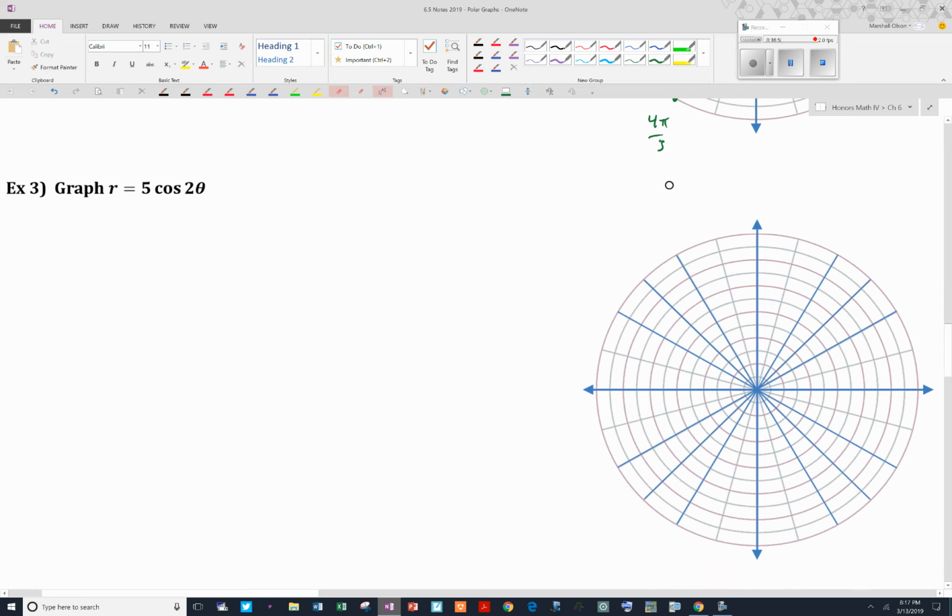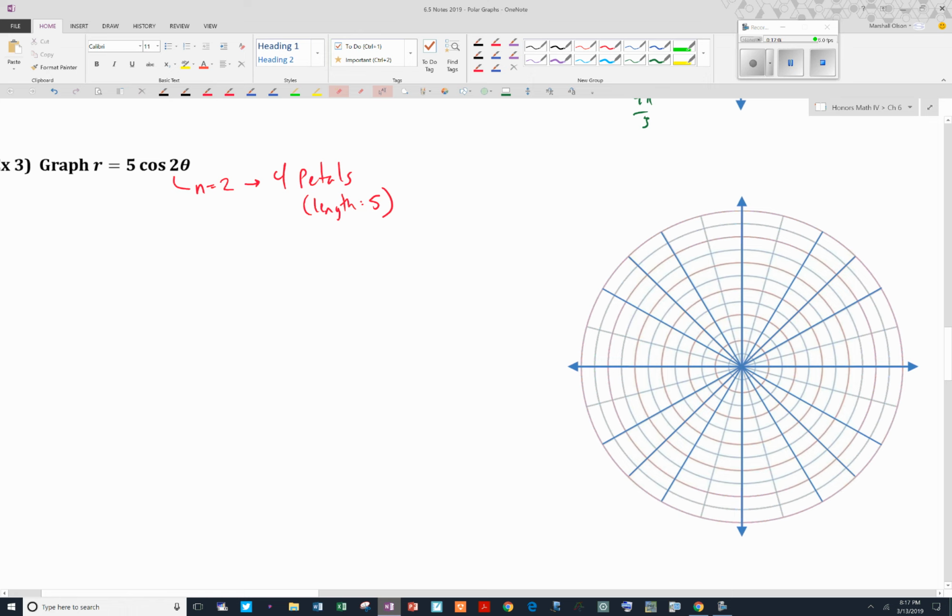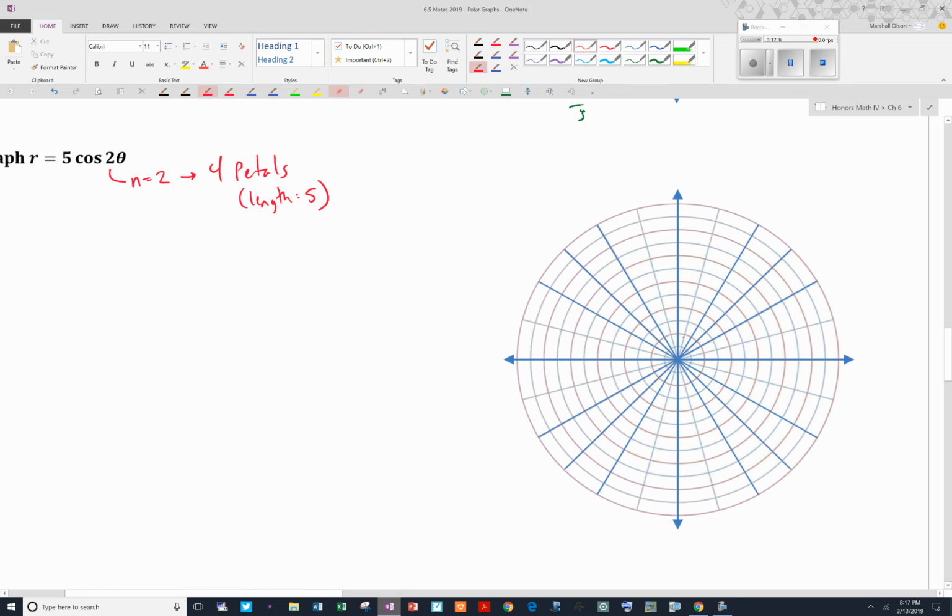All right. Now we have one that has an even number of petals. Since n equals 2, we have 4 petals. And they're all going to be a length of 5 because of the a value there. So scale this out here. 1, 2, 3, 4, 5. And you can scale it out however you want as long as it's to scale.